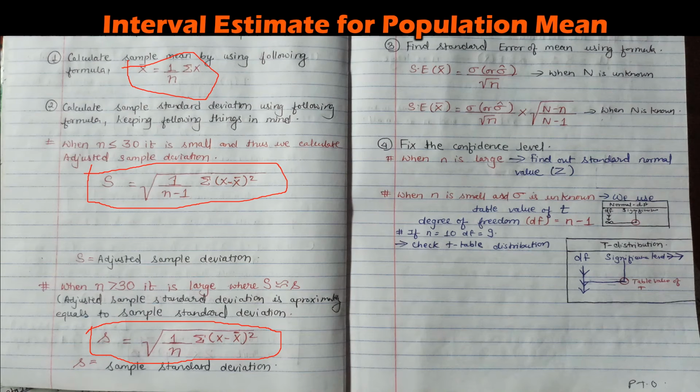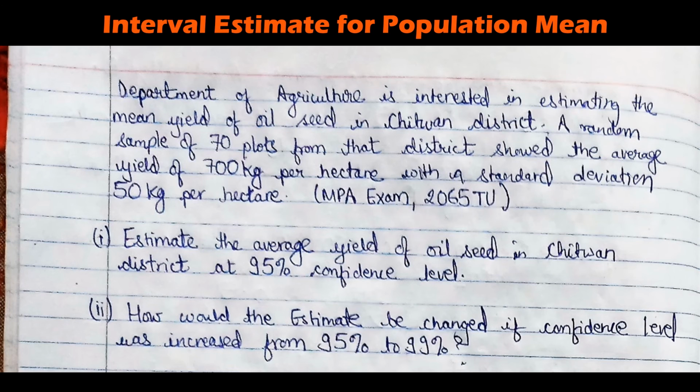Degree of freedom is equal to n minus 1. For example, if n is equal to 10, then the degree of freedom will be equal to 9. And this is how we check the distribution. So let's go to the problem.